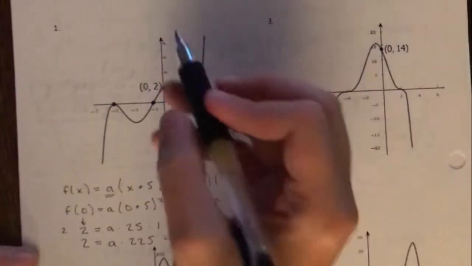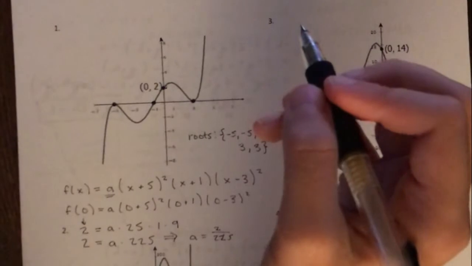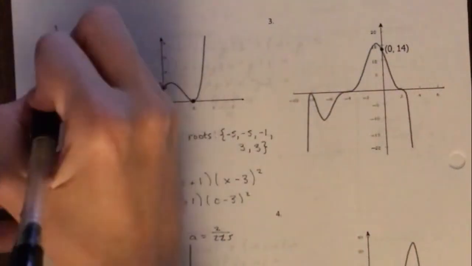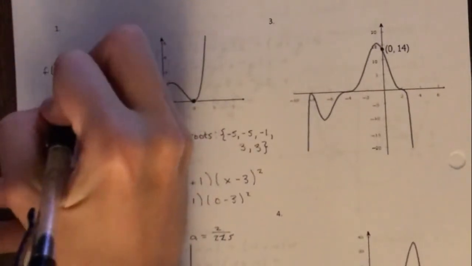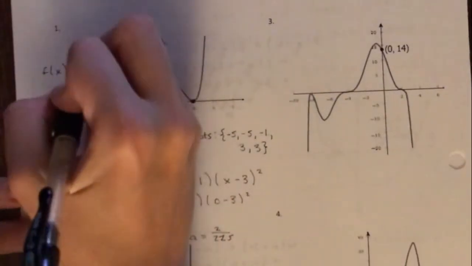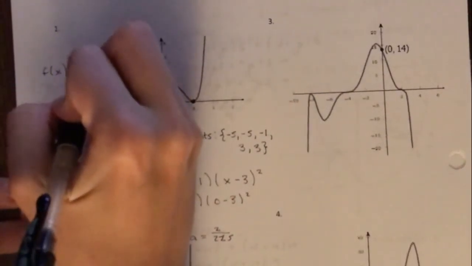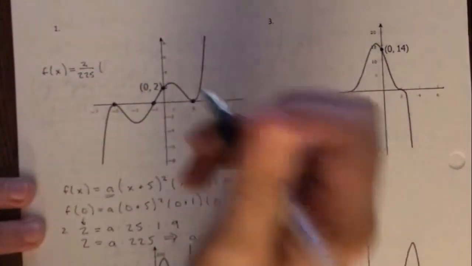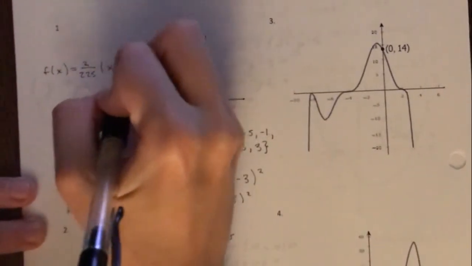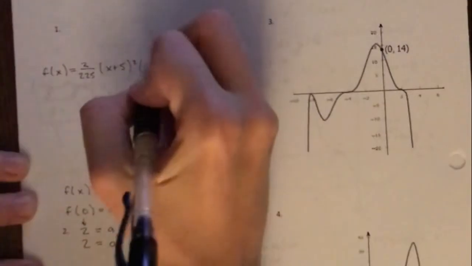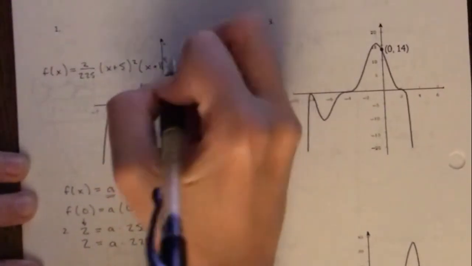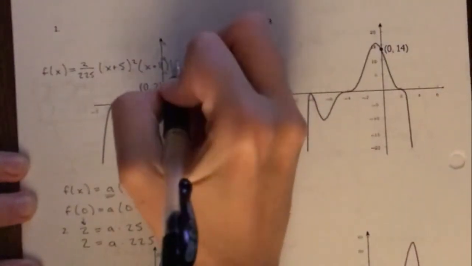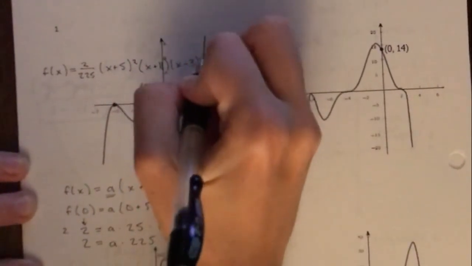I'm kind of running out of room here, so I'm going to move back up here to write the function. So it looks like we have f of x equals, our leading coefficient is 2 over 225 times x plus 5 squared times x plus 1 times x minus 3 squared.